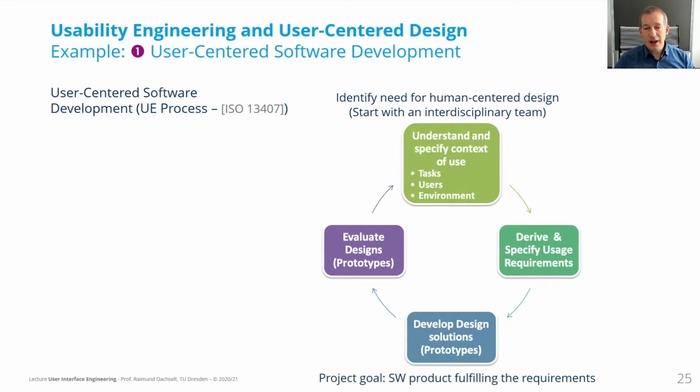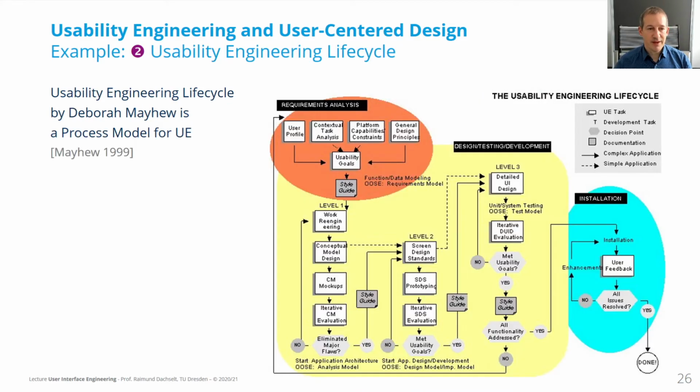So let's go again back to the different processes, and this ISO 13407 is quite straightforward. It's a user-centered software development process. So we start with an understanding and specification of the context of use with task, users, and the environment. Then we derive from that usage requirements. We develop design solutions, so this is a prototype, and then we evaluate the design. So this is a rather simple model, and of course it's an iterative model as well.